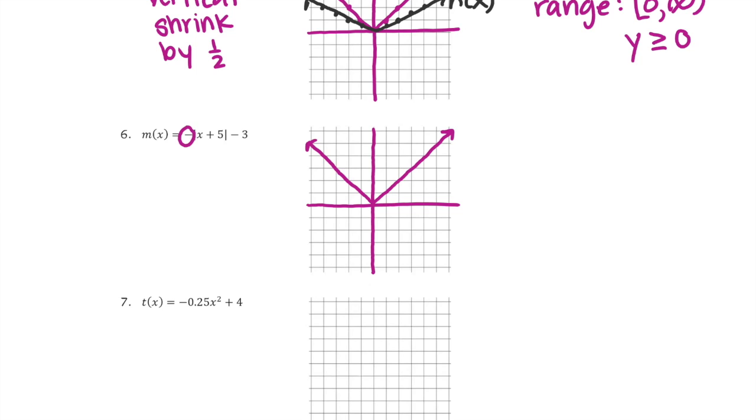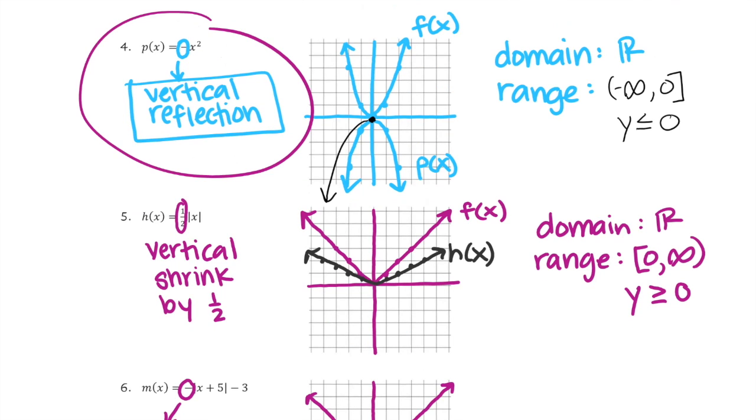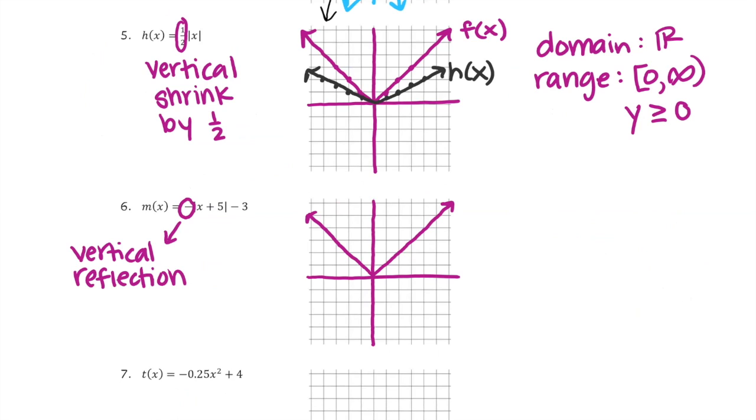This negative right here, this is a vertical reflection. It's like what we had up here on our parabola. We had a vertical reflection because there was a negative multiplied out in front of our function. As for all of the addition and subtraction, that has to do with shifting it one way or another.